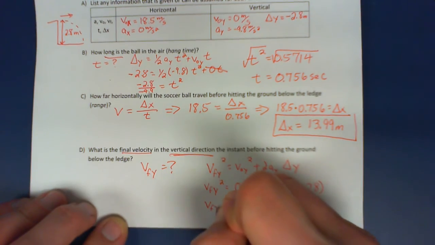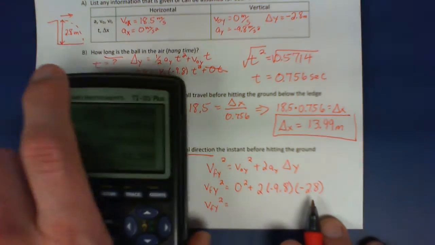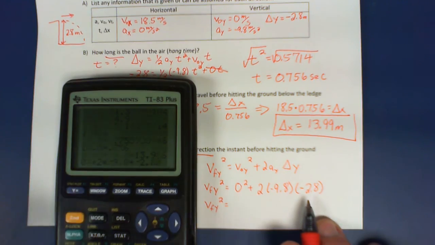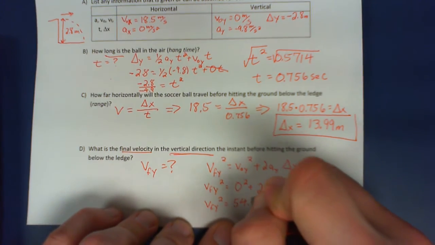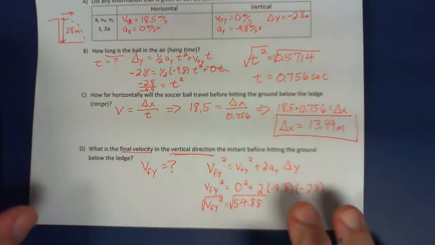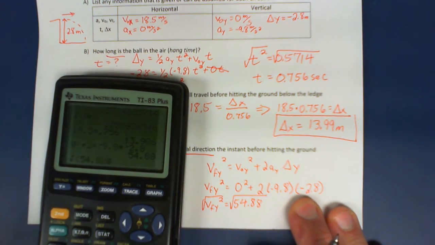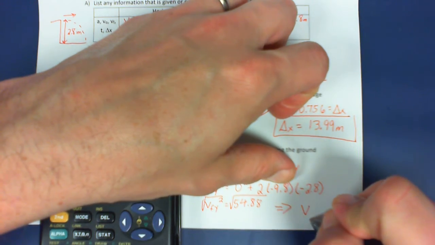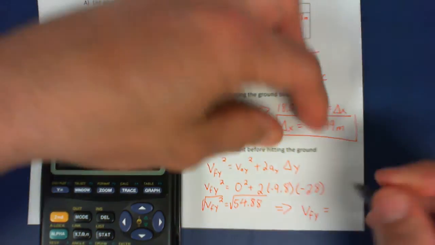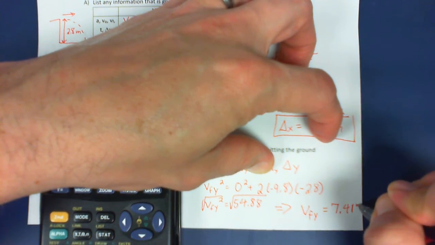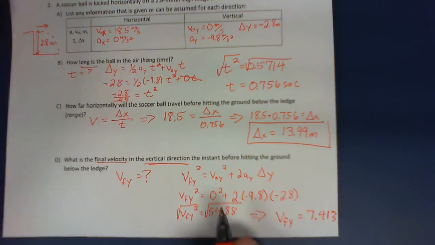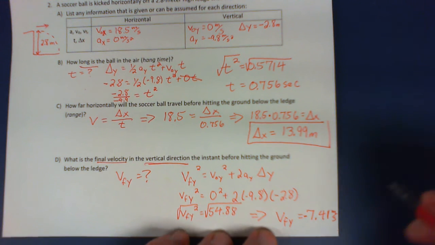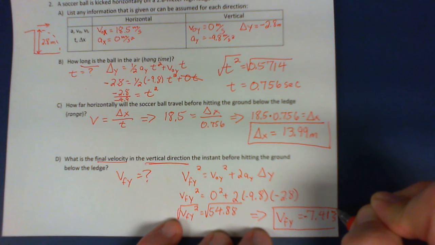All right, so final velocity in the y direction squared is going to be equal to, go ahead and punch this all in your calculator, 0 squared plus 2 times negative 9.8 times negative 2.8, and I get 54.88. Square root both sides. Square root of 54.88, and I get that my answer is 7.41. Now you got to be careful with this, because when you square root, you always get two answers. 7.41 meters per second. Now keep in mind, as we come down, the velocity is going to be downward, so that means we're going to have a negative velocity, a negative 7.41 meters per second.